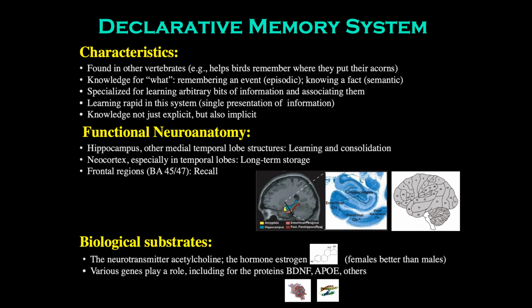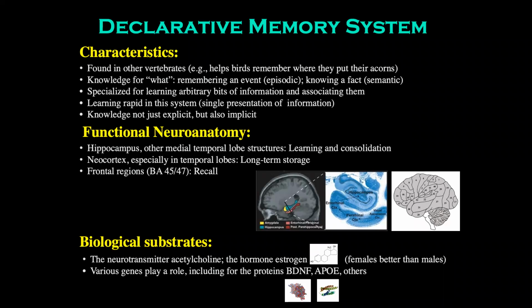And neocortex, especially but not only the temporal lobes, underlies the long-term representation of this information. Though importantly, for some of our work, for example, our line of research on aging, longer term information of a certain sort, such as lower frequency information, still seems to depend importantly on the hippocampus. And other regions in this network also play a role. So for example, frontal regions, particularly around Brodmann's areas 45 and 47, seem to be involved in something like pulling out this information to recall it.